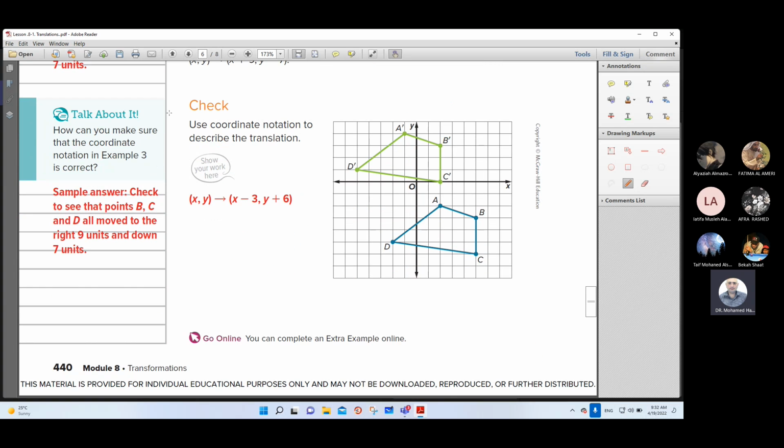For example, here, use coordinate notation to describe the translation. We have here a pre-image, and this is the image. At first, you can choose two corresponding points, for example, A and A prime. And remember the rule of the translation: x, y translated to x plus a and y plus b.